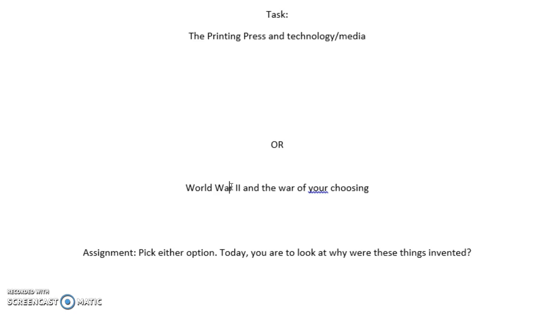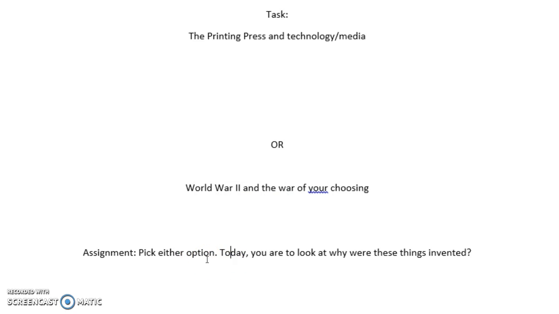After the war was over, the women just did not quit. They still had their jobs. So we start seeing the role of women in society definitely change from the cause and effects of World War II. Then you're going to be looking at a different war of your choosing. You can do the Revolutionary War, Civil War, Korean War, Vietnam War, different things along those lines. So you get to choose one. You either do the printing press and a form of technology or media, or you do World War II and the war of your choosing. You have to pick either option.